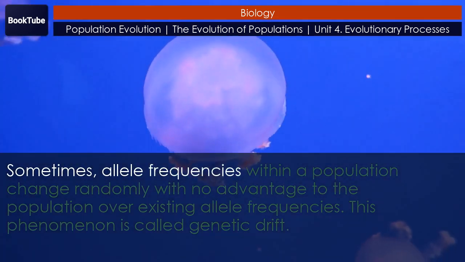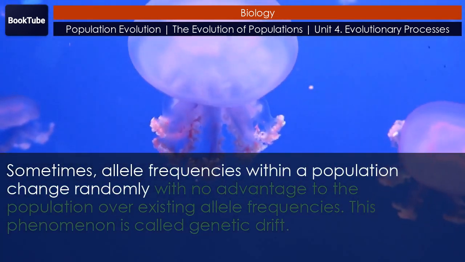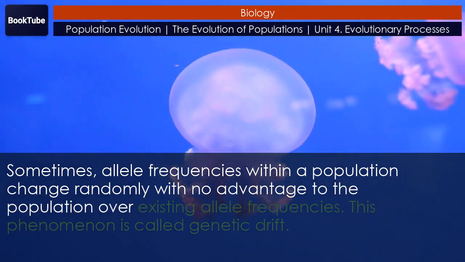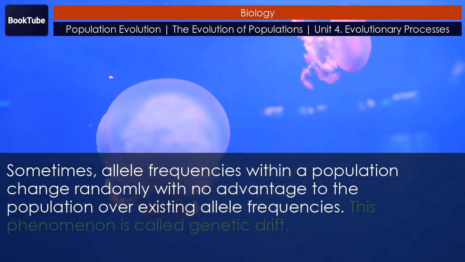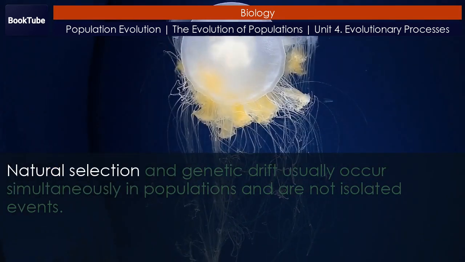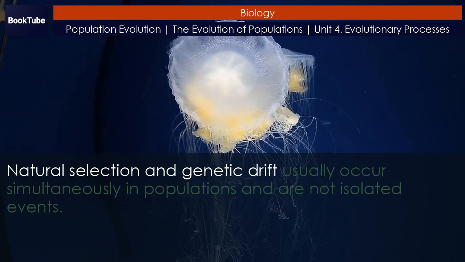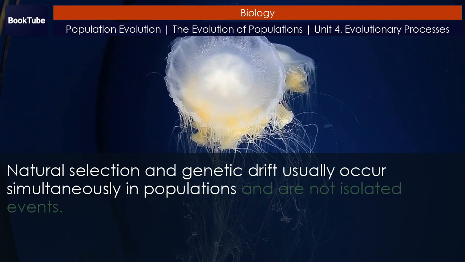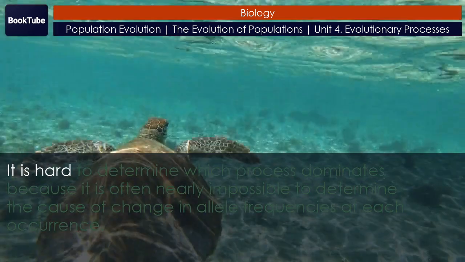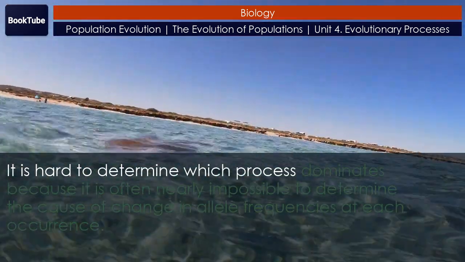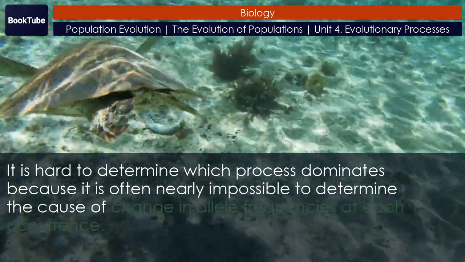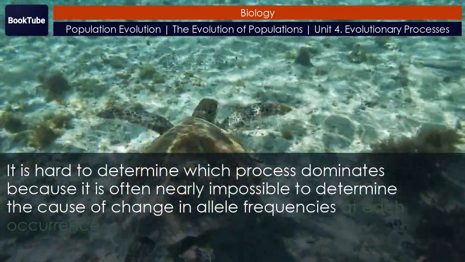Sometimes, allele frequencies within a population change randomly with no advantage to the population over existing allele frequencies. This phenomenon is called genetic drift. Natural selection and genetic drift usually occur simultaneously in populations and are not isolated events. It is hard to determine which process dominates because it is often nearly impossible to determine the cause of change in allele frequencies at each occurrence.